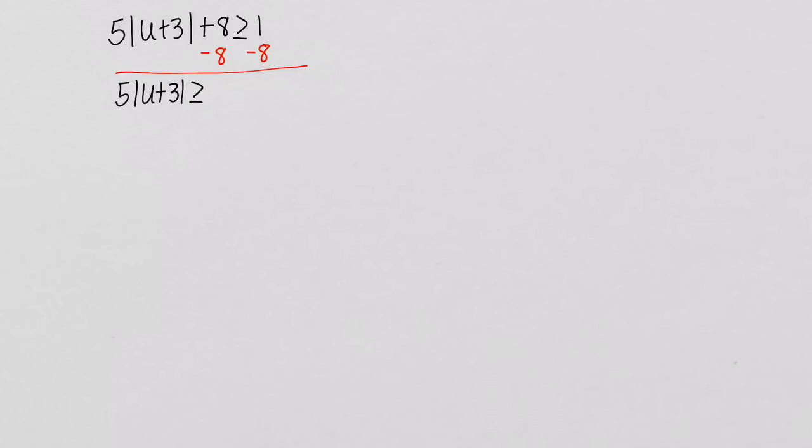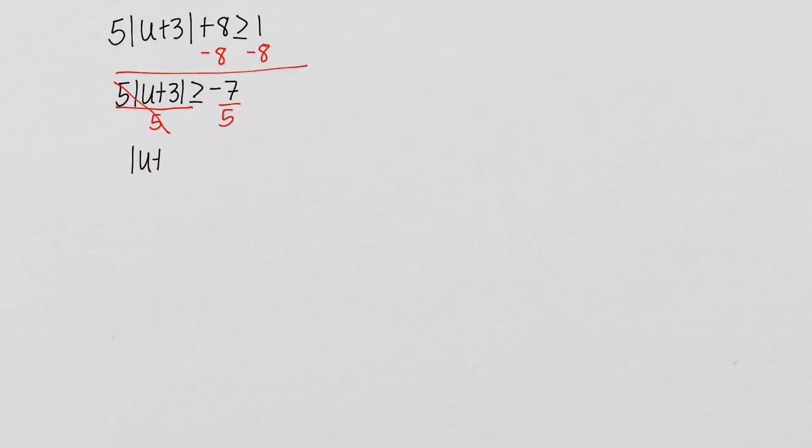Let's do 5 times the absolute value of u plus 3 plus 8 greater than or equal to 1. Starting with the 8, I'm going to subtract 8 off both sides. We have 5 absolute value of u plus 3 greater than or equal to negative 7. Now, this is another situation where I know that I need to still divide. I do still need to divide by 5, but I know dividing by 5 isn't going to change the fact that I have a negative number over here, and weird things happen when you have negative numbers and absolute values.